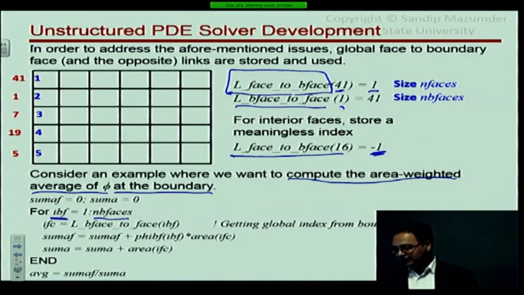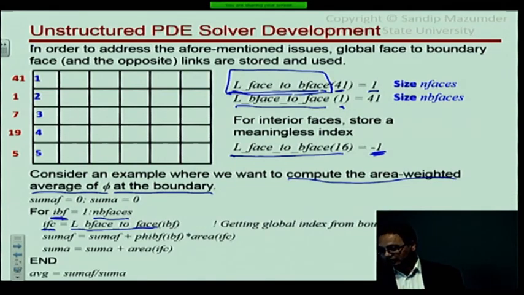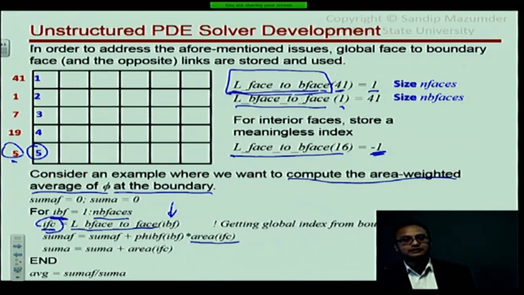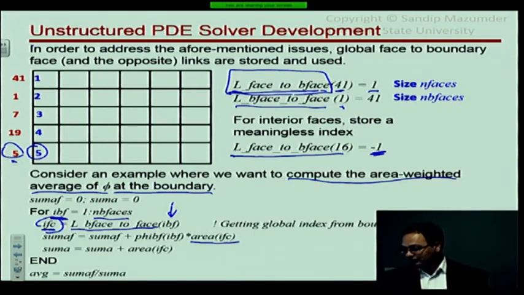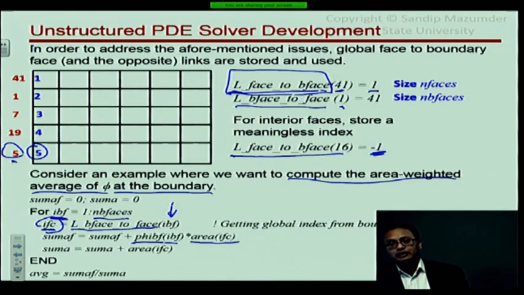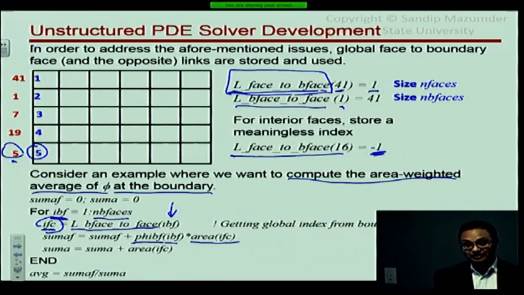Then I get the global face index from the local face index using the data structure that I've already created. I give it the boundary face number, for example 5, and it returns the corresponding global number. From that global number, I get the area, because the area is stored for all faces, not just boundary faces. So the area requires the total number of faces data structure. The phi at the boundary, though, is stored only at the boundary.